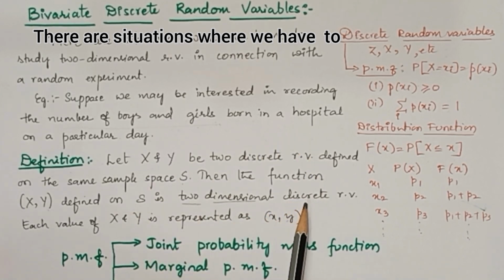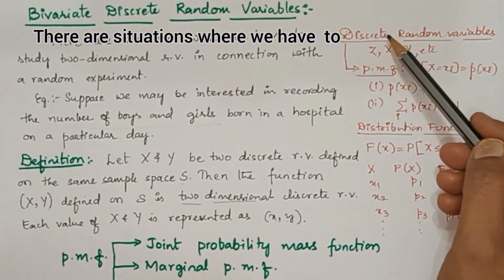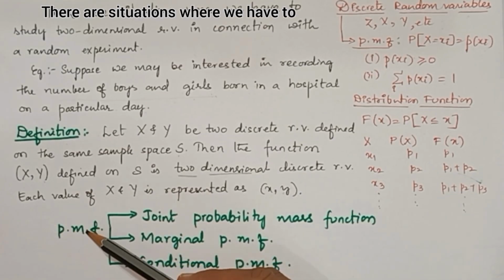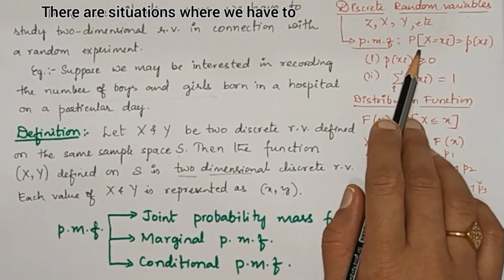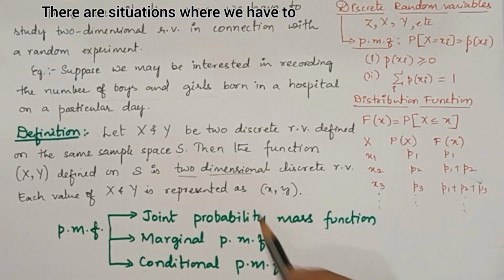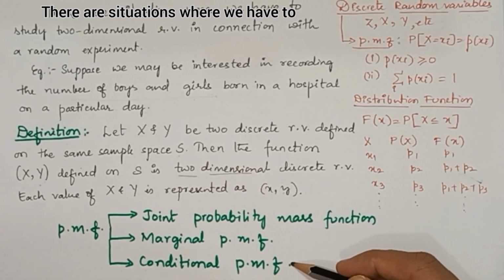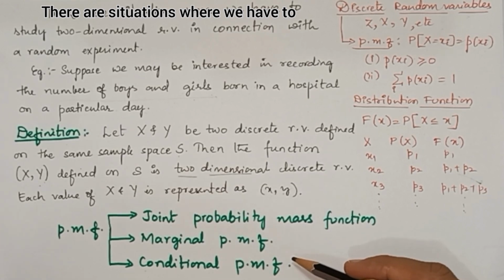Now, after defining this, you have to get its probability distribution. Same as for a one dimensional discrete random variable, there is a probability mass function. But in a two dimensional discrete random variable, the probability mass function is of three categories. One is the joint probability mass function, another is the marginal probability mass function, and the conditional probability mass function. Here there was only one probability mass function, but in this case, as there are two different random variables, we will have three categories of probability mass function. Let us see what these are one by one by considering an example.